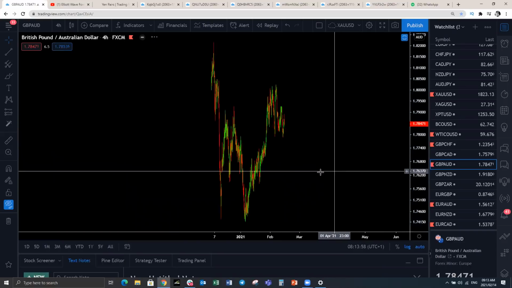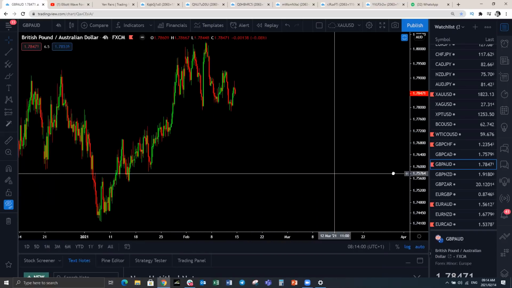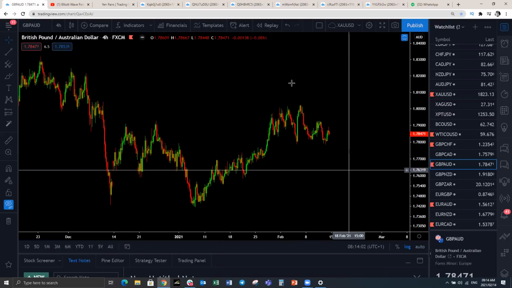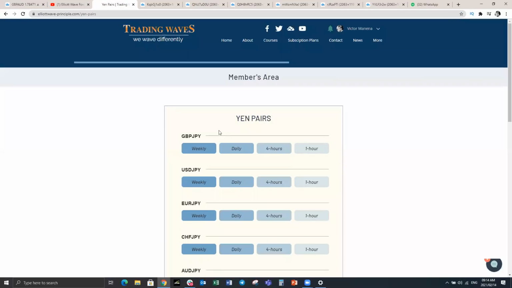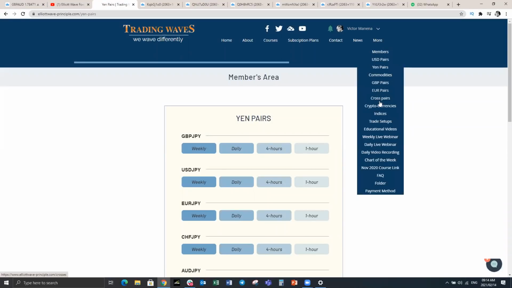So last week in our group, we sold pound AUD here. We got this move to the downside. Now, it is still showing downside, not as aggressive as we had expected, because it has already come back up to entry and is continuing to the downside. Let's just have a look at that trade setup here. We've got that trade setup here on the website. Let's have a look, trade setups.